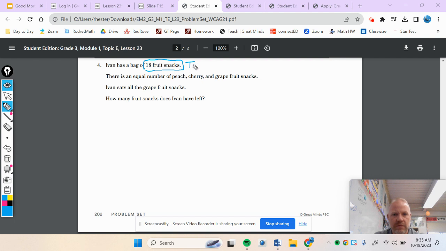That's a total. So I'm going to take my total and put it at the bottom of my tape diagram. Now, there's an equal number of peach, cherry, and grape. That's 1, 2, 3 flavors. So 3 flavors. I know there's peach, I know there's cherry, and I know there's grape. It says Ivan eats all the grape, so the grape are gone. How many fruit snacks does he have left?